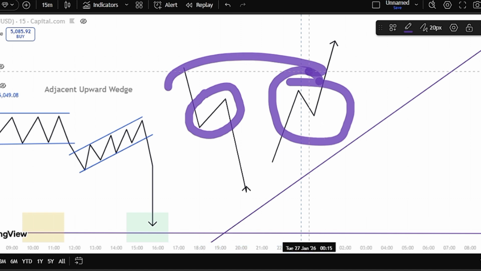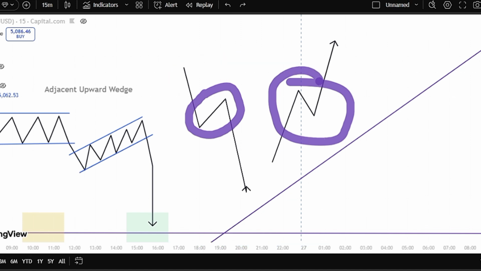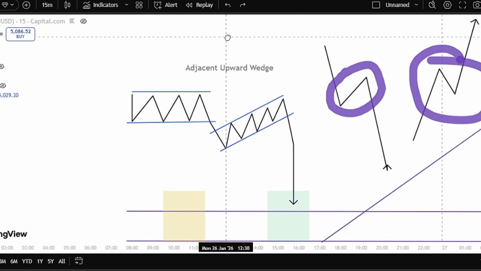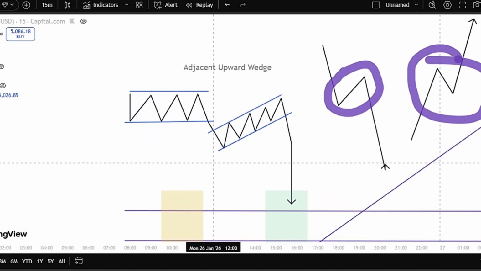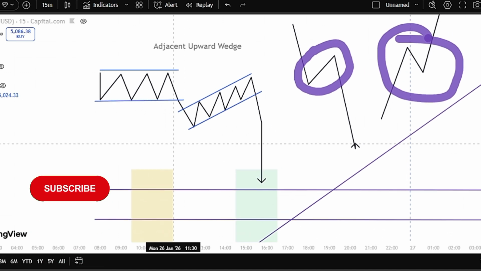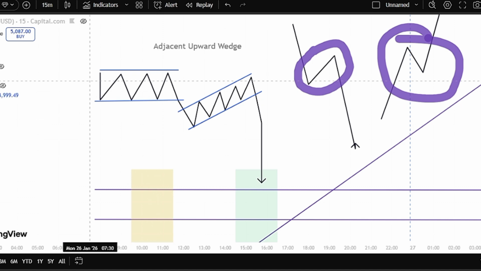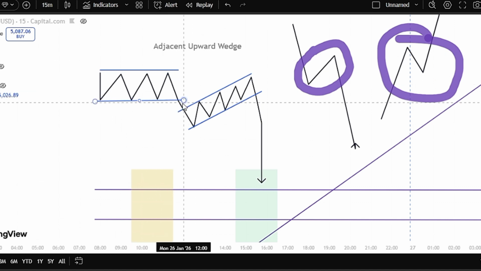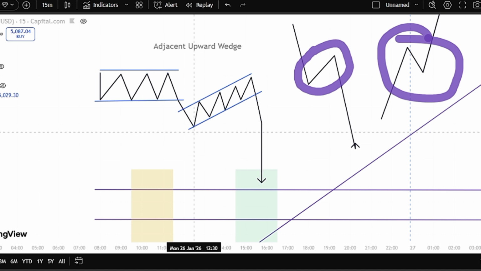So this particular video is all about the adjacent upward wedge. I'm going to be taking us to the chart, and then we're going to continue from there. Now remember, when you have an execution like this and there's a single pull out like this, most of the case, price action tends to test this level.